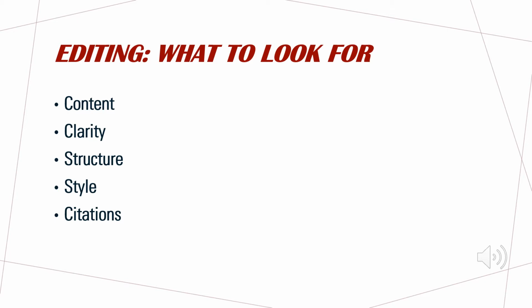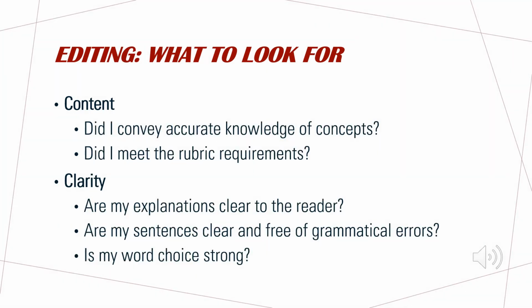Editing involves focusing on content, clarity, structure, style, and citations. Regarding content, often the guidelines of your academic paper will weigh content more heavily than other areas of writing. This is because your professor wants to ensure that you have learned the concepts that you need to learn from the class. When editing for content, check to see whether you are meeting the requirements of the rubric. Ask yourself, did you cite the amount of research articles that you needed to? Is what you wrote about those articles true?